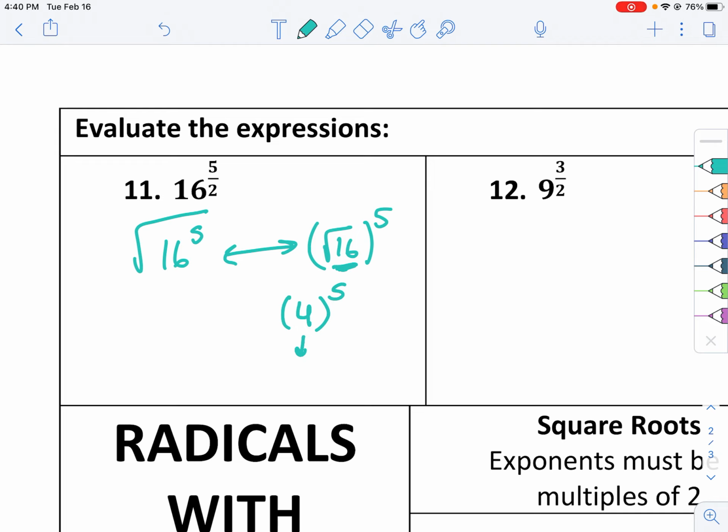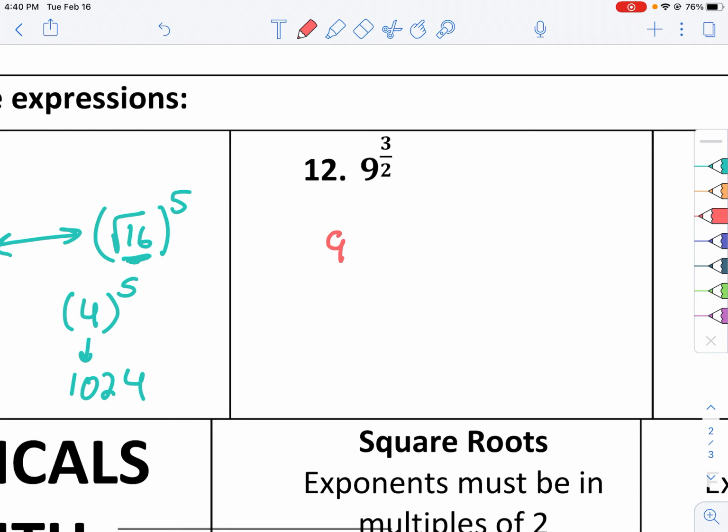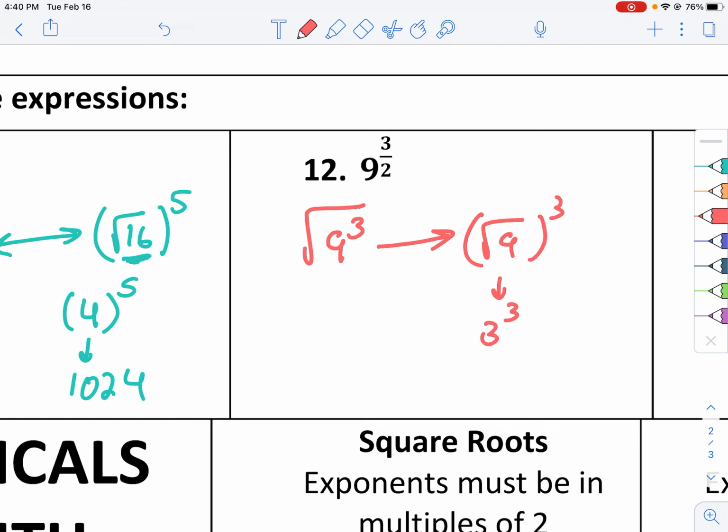All right. Next up, we have 9 cubed square rooted. Again, this is probably one that's easier to do the square root of 9 first, and then cube it. So that gives us 3 cubed, which then gives us 27.